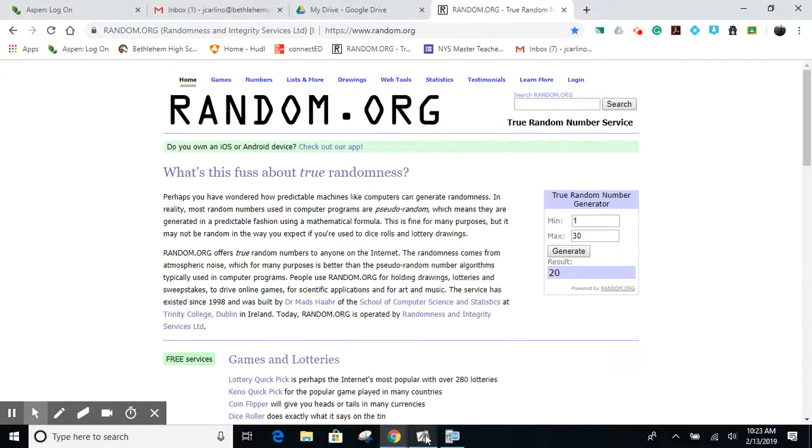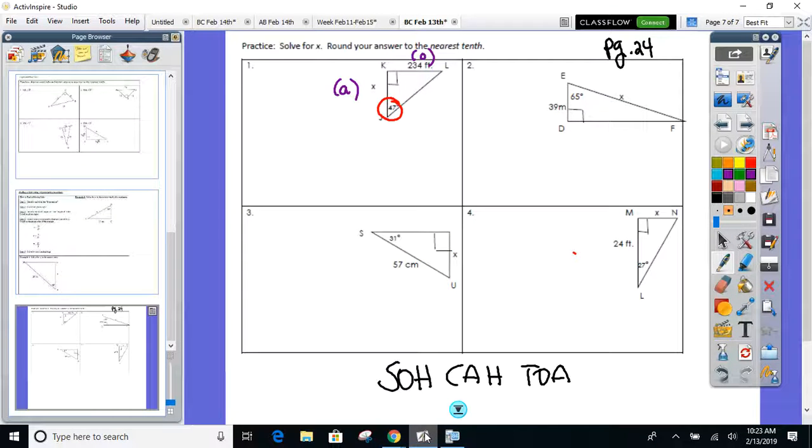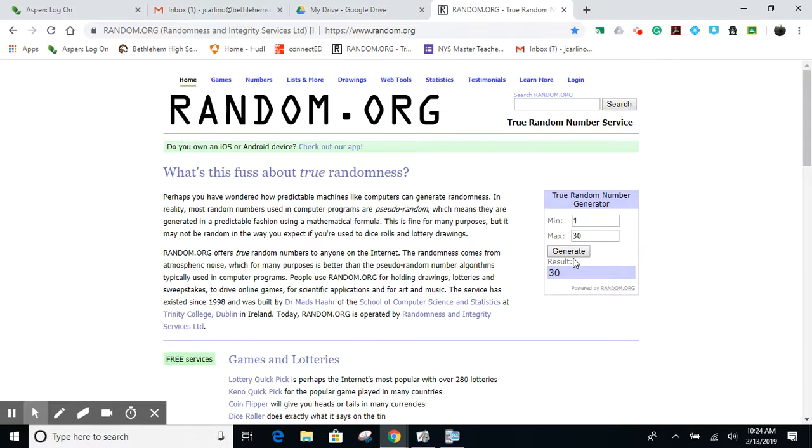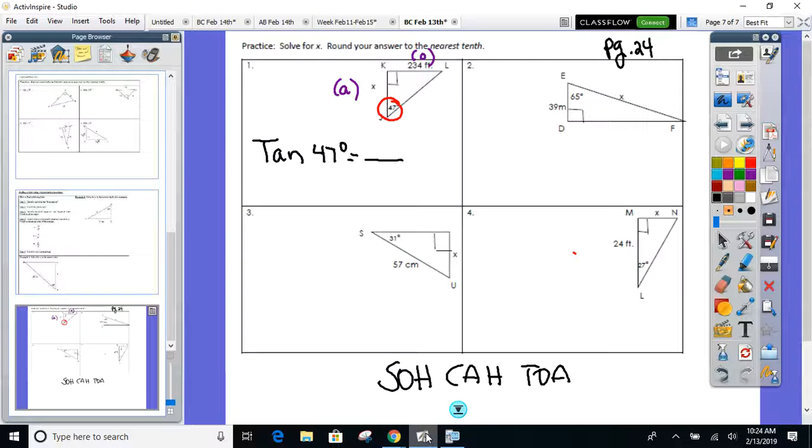Tan, short for tangent. I want you guys to start talking the vocabulary too. So I'm going to use the tangent ratio, abbreviated TAN. The tangent of J, which I know is 47 degrees. That ratio is opposite over adjacent. What's the opposite side that we labeled? 234 over X.